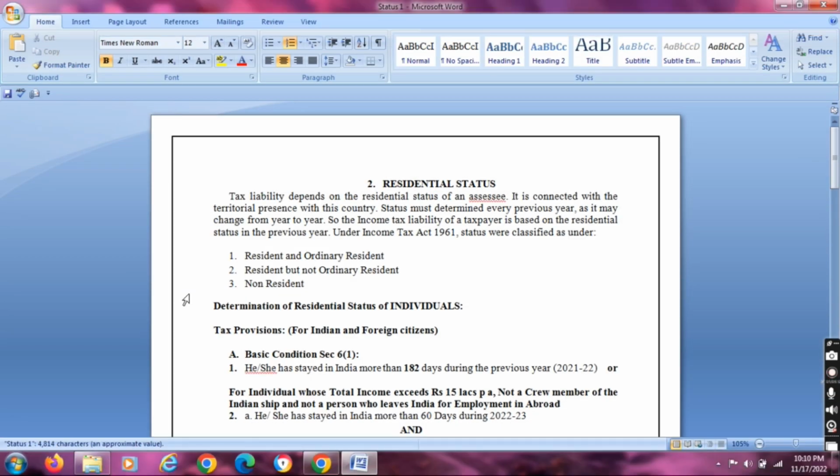Hello, myself VL Govindarajan. I am going to talk about the residential status of an individual under the Income Tax Act of 1961. What is the residential status?